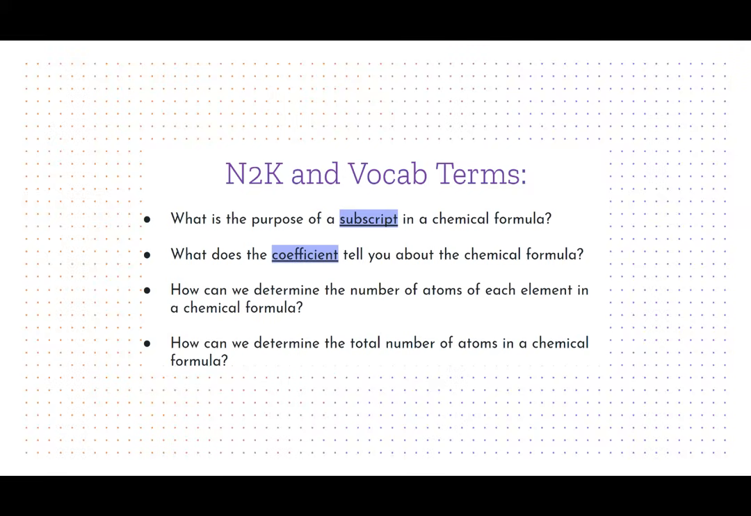Before we dig in, it's important to know what you're going to be learning about. In this video, you have a couple need-to-knows that you're actually going to be able to answer. The first of which is, what is the purpose of a subscript in a chemical formula? What does the coefficient tell you about the chemical formula? How can we determine the number of atoms of each element? And how can we determine the total number of atoms in a chemical formula?